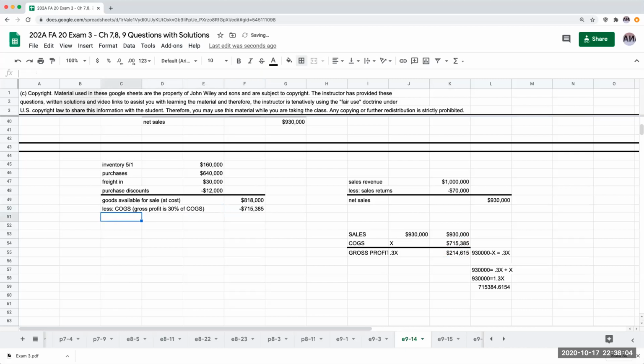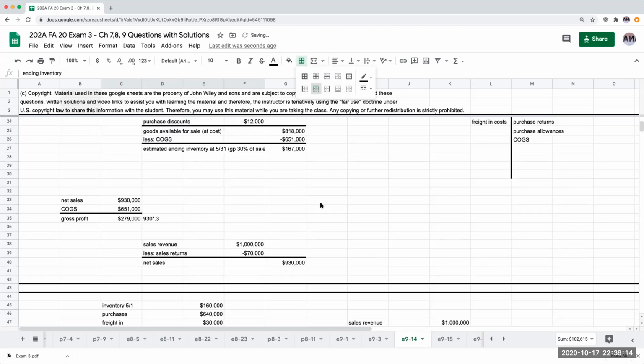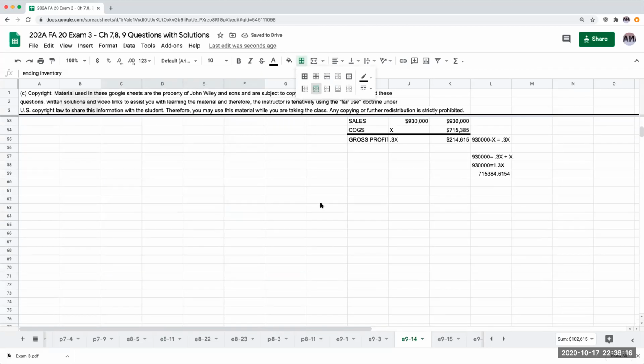And this is COGS, where gross profit is 30% of COGS. So my ending inventory would be $102,615. Okay, so that is exercise 9-14.